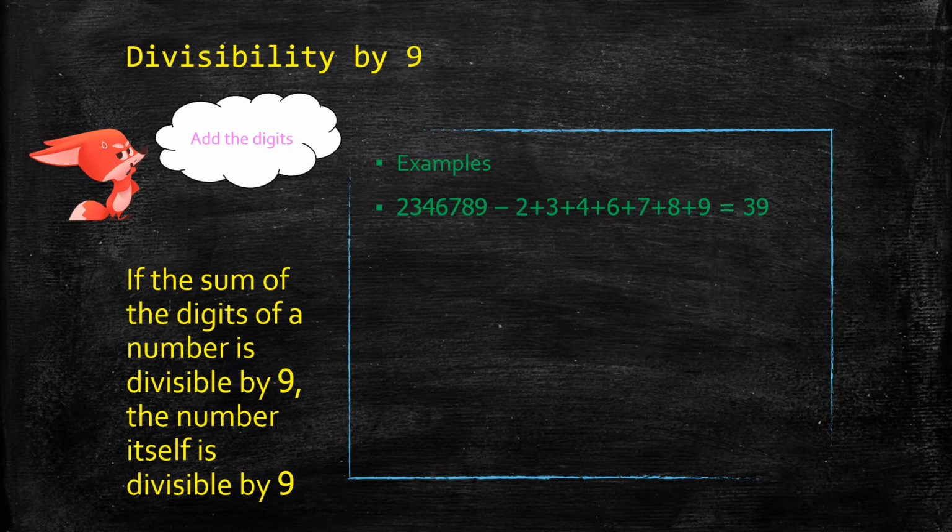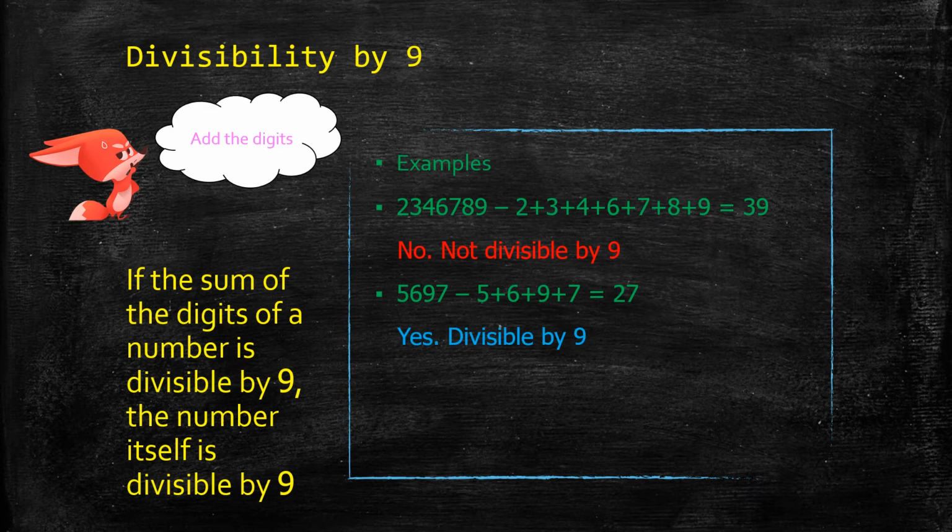Sum of the digits is 39. Is 39 divisible by 9? Do you see 39 in the 9 multiplication table? No. So this number is not divisible by 9. The sum is 27. Do you see that in the 9 multiplication table? Yes. So it is divisible by 9. 5697 is divisible by 9. Sum of the digits is 17. So it's not divisible by 9.